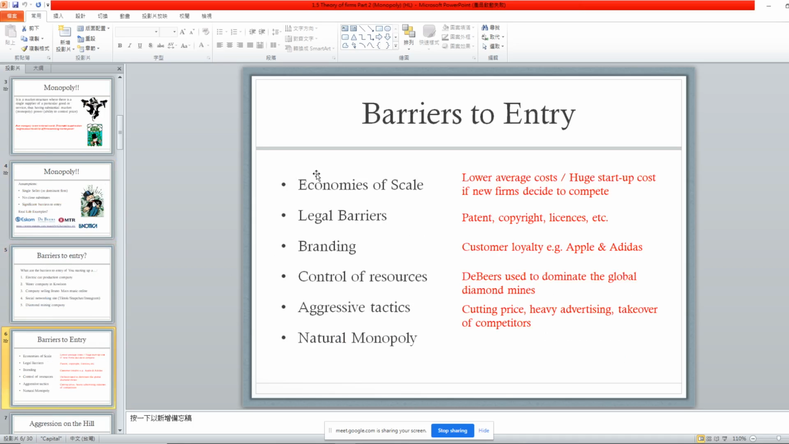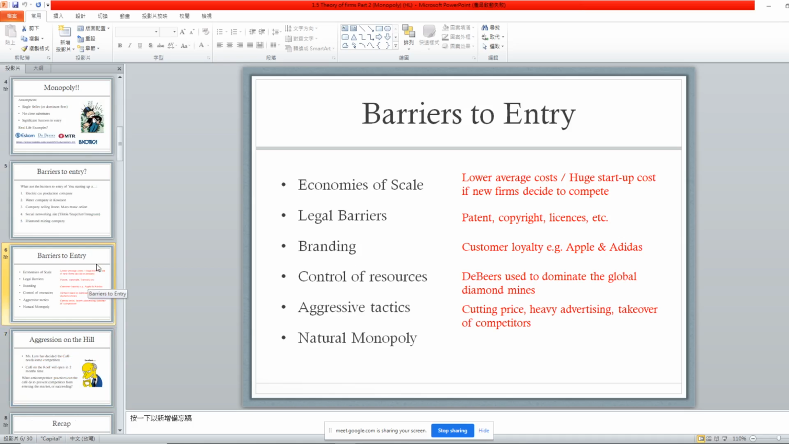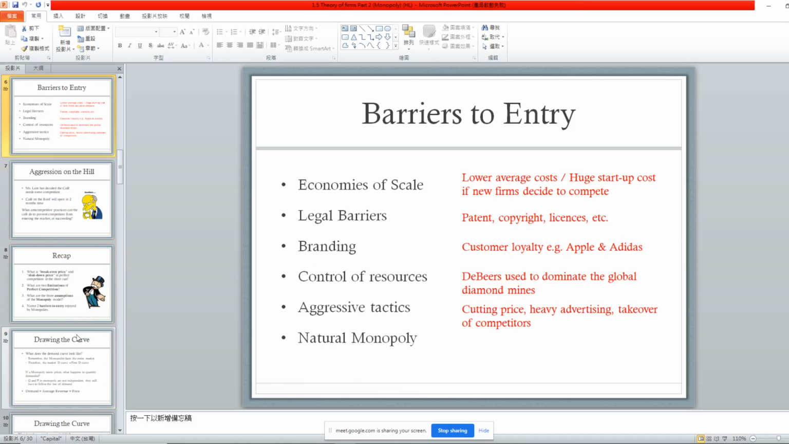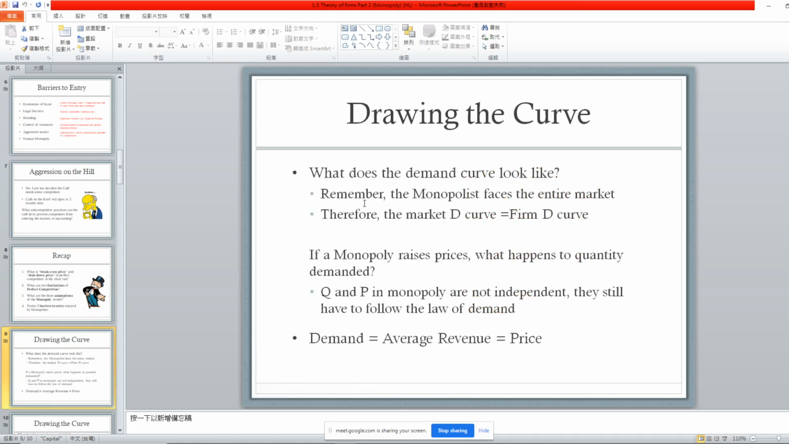So we talked about six of them, and we will talk about natural monopoly very soon. But we did focus on the first five of them. So barriers to entry, and then we went back to drawing the curve. Now we understand why, when we are drawing a diagram for imperfect competition, it's going to be a downward sloping curve, because of market power.